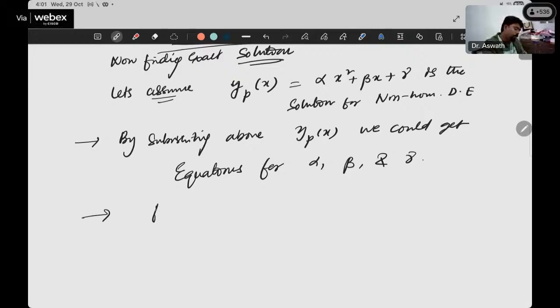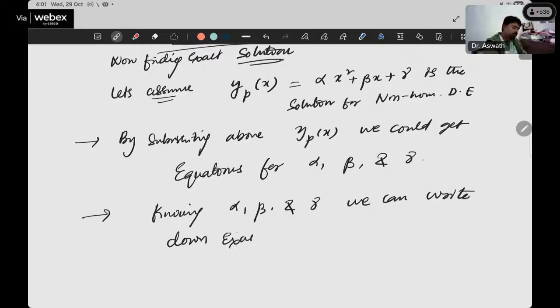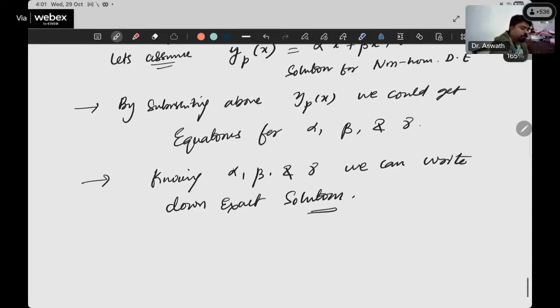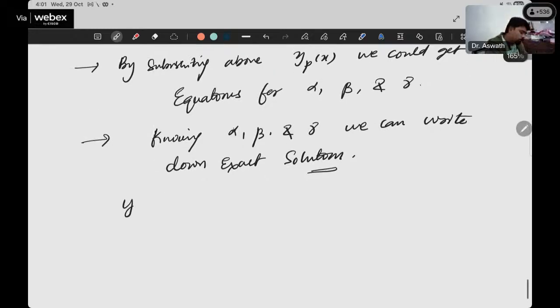Okay, knowing alpha, beta, and gamma, we can write down the exact solution. What is the exact solution? The exact solution would be simply y_p(x), in terms of alpha, beta, and gamma.